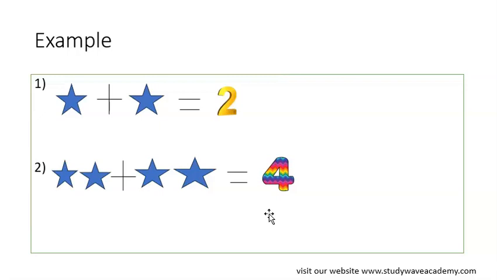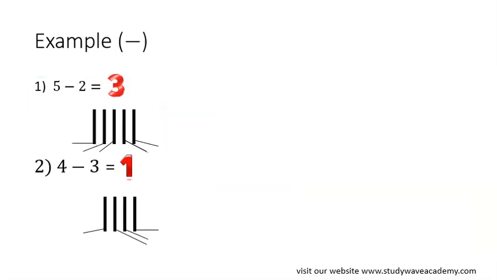Okay? Good. So we have known how to add our stars together. We are going to be looking at how to use the minus sign. Are we ready? Remember, the minus sign is called take away, okay? So this is the minus sign, and how do we use the minus sign? We have here 5 minus 2.